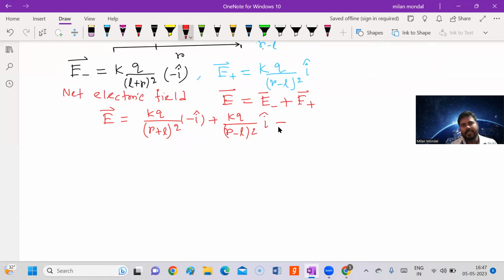So rewriting these equations, we can take KQ common, and this K is nothing but 1 by 4 pi epsilon naught, where this epsilon naught is the permittivity of free space. So KQ, and then we are getting 1 by R plus L.